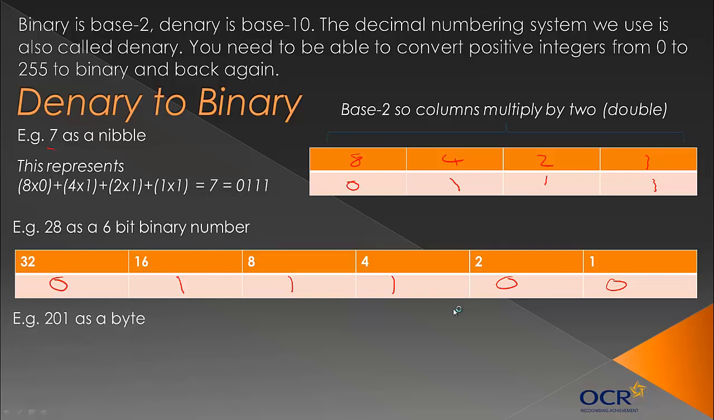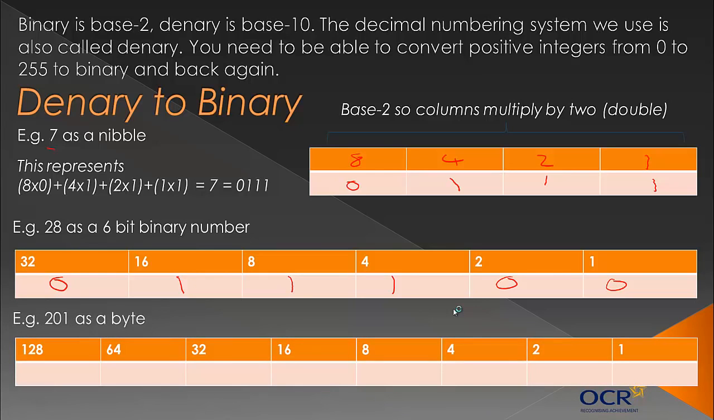Okay, finally let's do a harder one. So we're looking at 201 as a byte. So a byte is 8 bits, so again we do 8 columns, and here we're extending it further to 64 and to 128, sorry. So go slightly harder, and again we work from left to right.